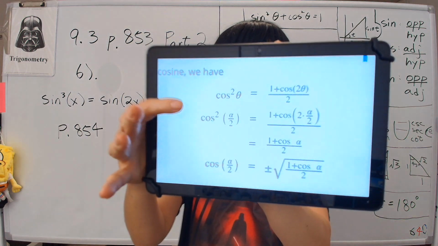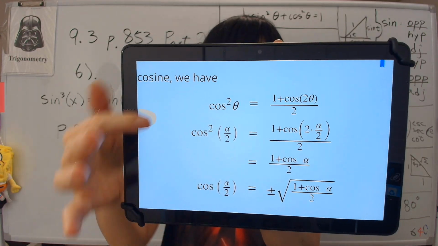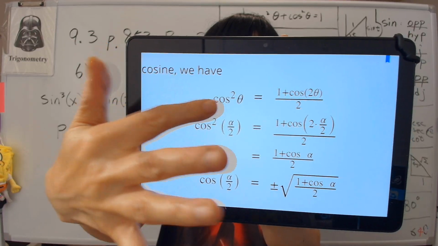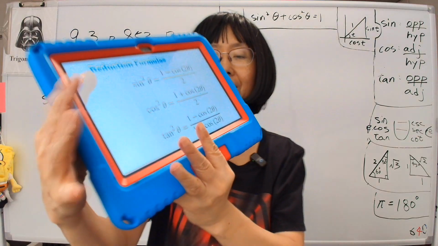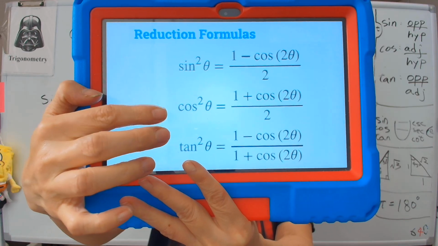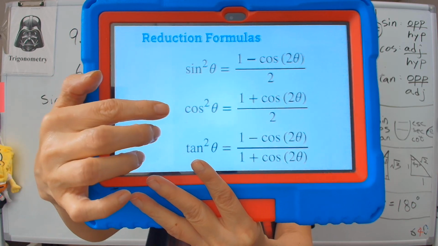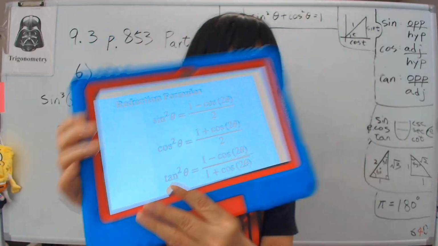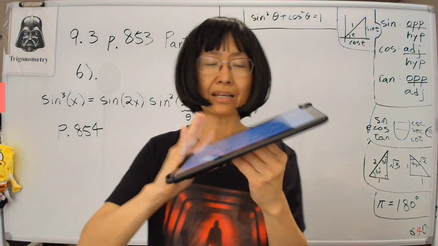First, we will use the cosine squared formula, which says cosine squared theta equals to that, and that comes from the second one of the reduction formulas. I just got this from this section, a few pages before, in the reduction formulas. Anyway, cosine squared equals to this thing, so we'll write it down right here and go from there.